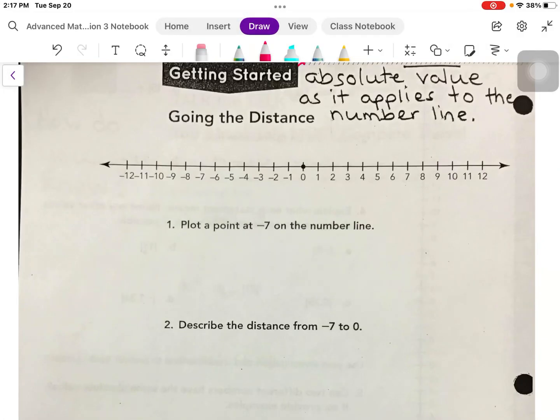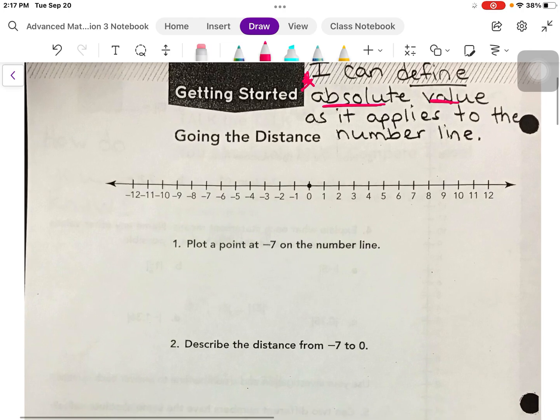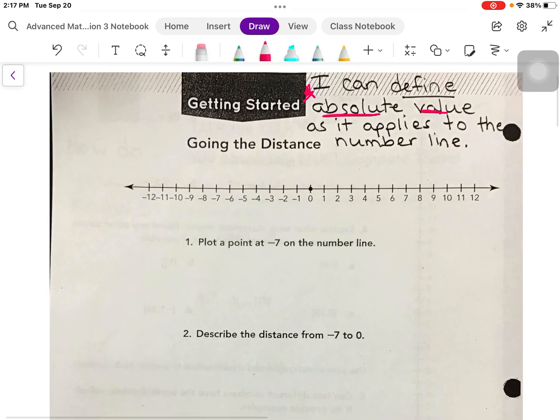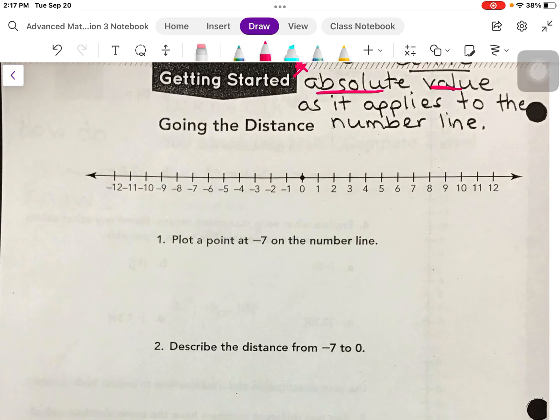We're going to continue to keep talking about our signed numbers, absolute value, rational numbers, integers, all of those new vocabulary terms that we used today. We're going to start by looking at our learning target. I can define absolute value as it applies to a number line. Hopefully we know what that is by now, but if not, we'll get a little better at it by the time we're done. So it says plot -7 on the number line.